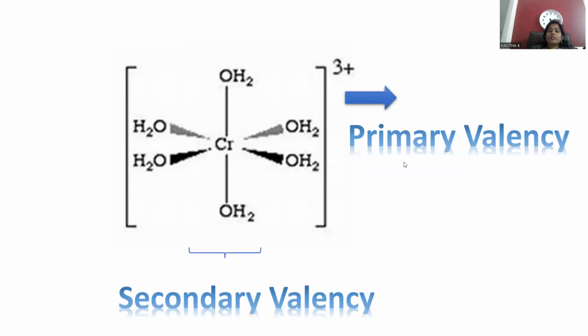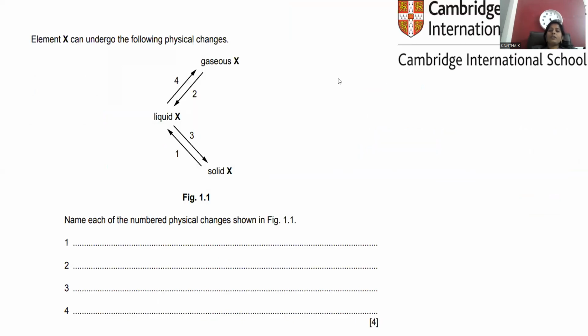Move on to the question. Here you can clearly notice the chromium hexaaqua complex is there. Inside the sphere, you can find the secondary valency. Outside the sphere, whatever charge is mentioned is the primary valency for the given complex. Move on to question number 2.